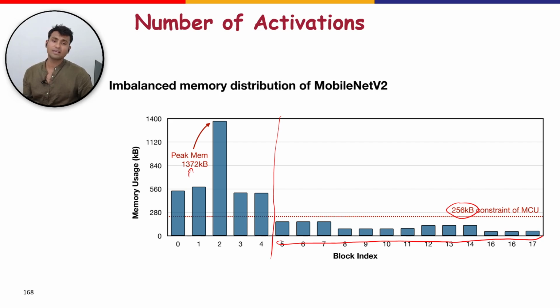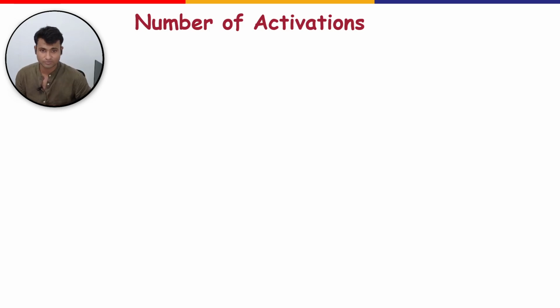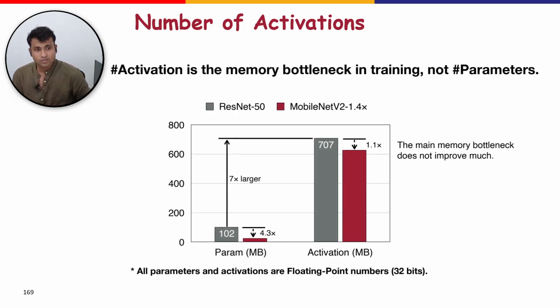So the point being that we cannot just depend on the number of parameters. We need to look at the number of activations, which is layer dependent. So activation is the memory bottleneck in training and not the number of parameters. This we have looked at: even though the number of parameters are decreasing, the activation size is increasing.